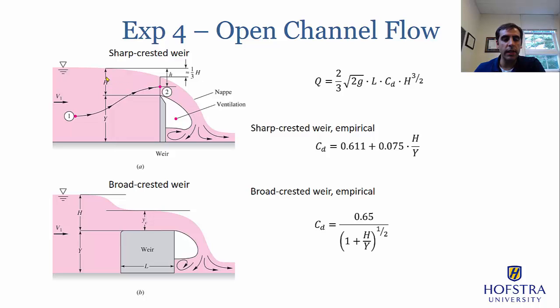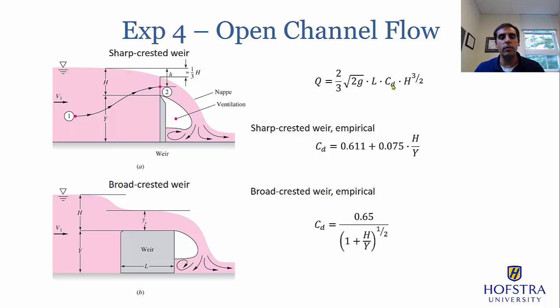Now, interestingly, we can see the equation for the flow rate. The flow rate Q is 2/3 times the square root of 2 times g, times L, which is the width of the channel, times this discharge coefficient, times that height H raised to the 3/2, where that height H is simply the height of the water level above the height of the weir. As long as that distance is known, you'll be able to get the flow rate Q, again assuming you know the discharge coefficient.